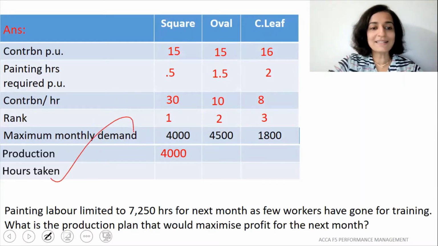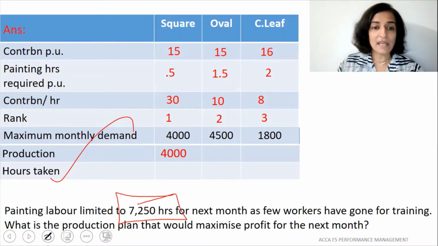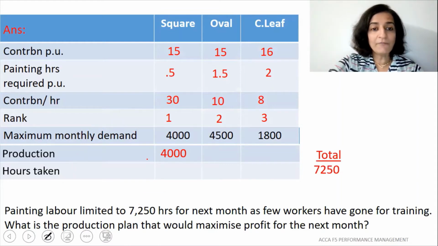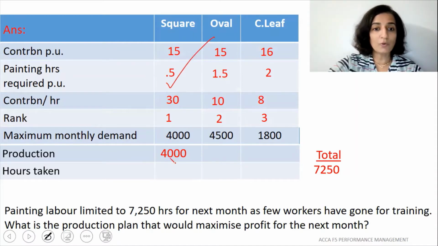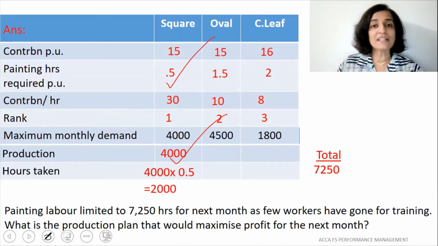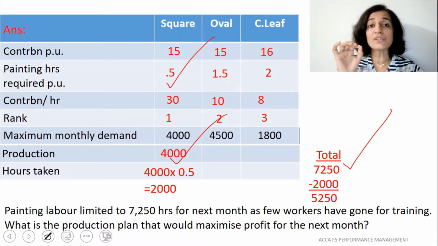Now regarding the hours taken, we will just make note of the total hours that is available for painting. So that is 7,250 hours. Now, when we have finished the production of square, that is 4,000 units, how many hours were taken? 1 unit, it is 0.5 hours. So for 4,000 units, it is 4,000 into 0.5 or 2,000 hours have been taken. So we will reduce 2,000 hours from 7,250. So the balance hours is just 5,250 hours that is available.